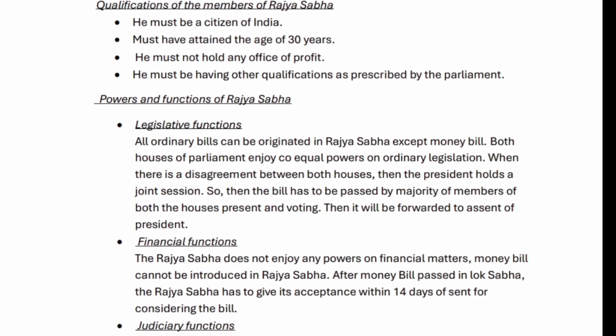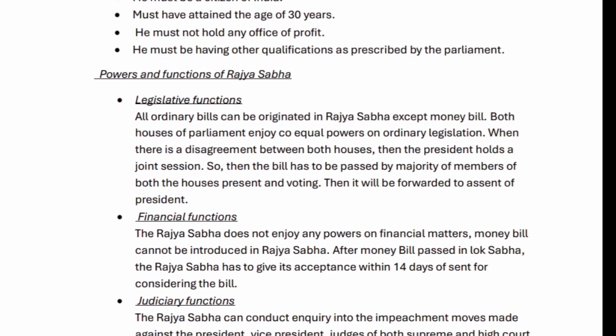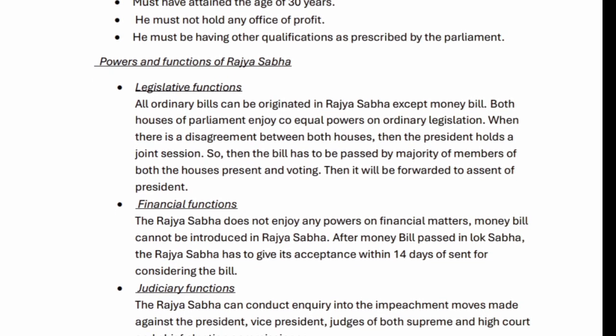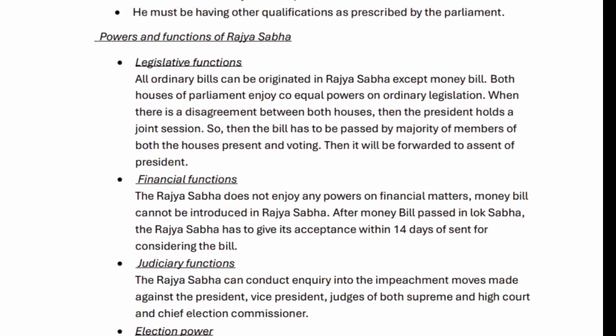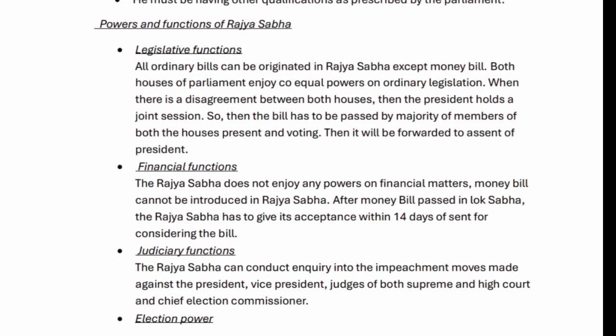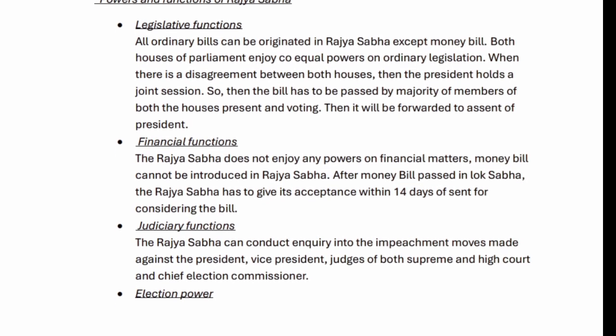When there is a disagreement between both houses, then the President holds a joint session. Then the bill has to be passed by majority of members of both the houses present and voting. Then it will be forwarded for assent of the President. Financial functions. The Rajya Sabha does not enjoy any powers on financial matters. Money bill cannot be introduced in Rajya Sabha. After money bill is passed in Lok Sabha, the Rajya Sabha has to give its acceptance within 14 days of it being sent for considering the bill. Judiciary functions.